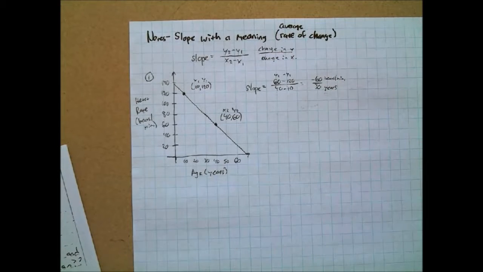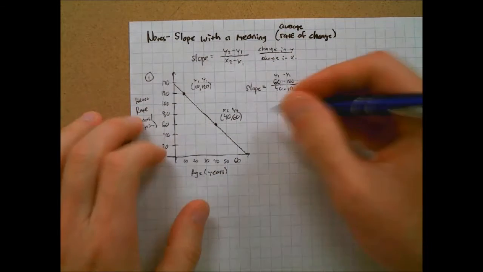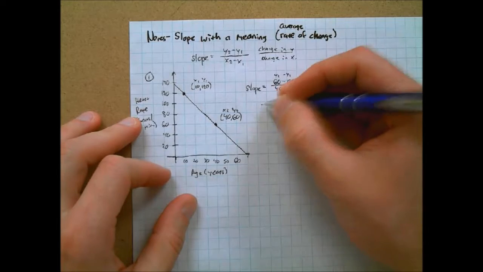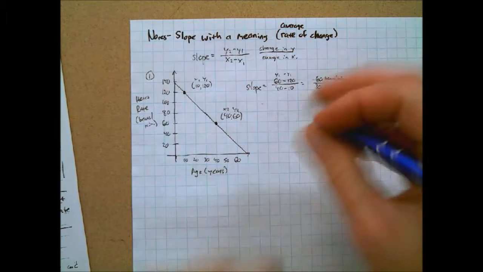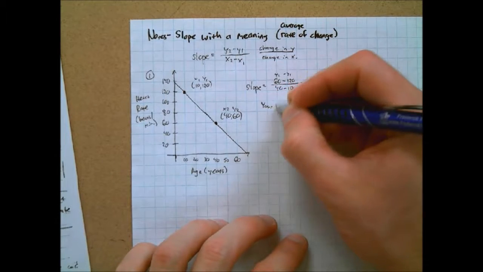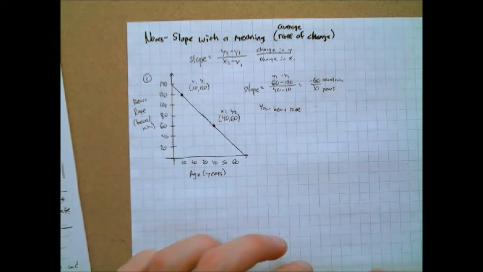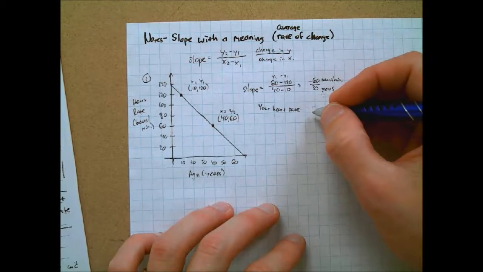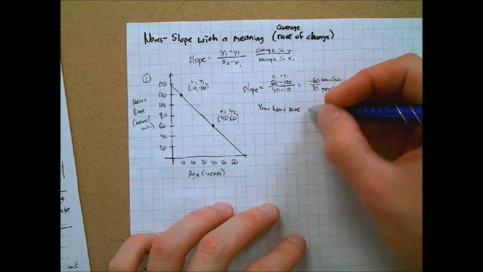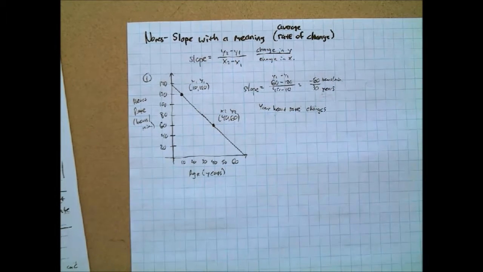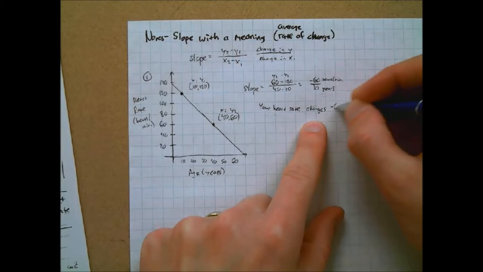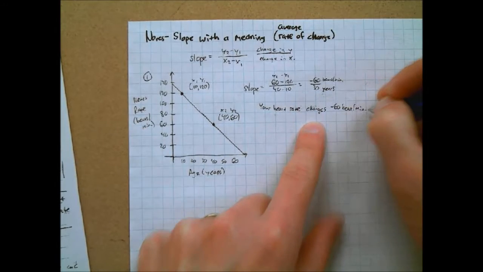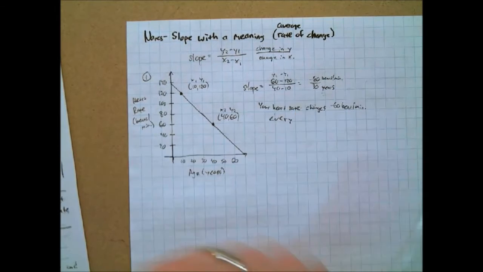So what's a sentence that we could use to describe this meaning right here? I'm going to say it for this one, and then we'll give you guys a chance. We could say something like, your heart rate... I want to be careful what I say here, because if we say decreases by negative 60 beats per minute, that's going to be an opposite, like that'll be too many. So I'm going to say your heart rate changes negative 60 beats per minute every 30 years.